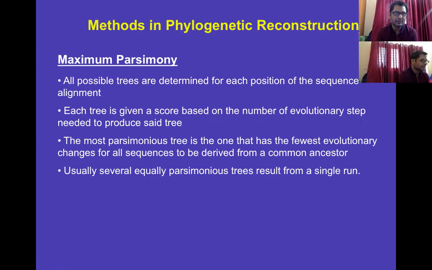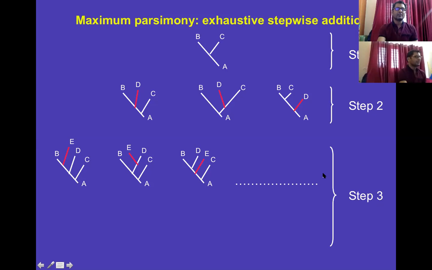Then the maximum parsimony: all possible trees are determined for each position of the sequence alignment. Each tree is given a score based on the number of evolutionary steps needed to produce the tree. The most parsimonious tree is the one that has the fewest evolutionary changes for all sequences to be derived from a common ancestor. Usually several equally parsimonious trees result from a single analysis, right? So this is easy to understand.